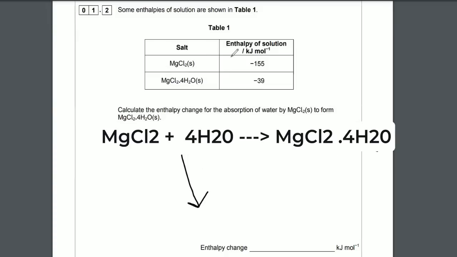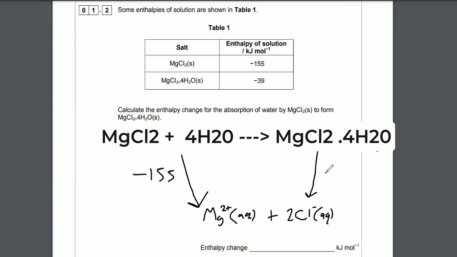So now that we've done that, we want to draw an arrow going down because we've been given the enthalpy of solution, which is the energy released when you ionize basically a molecule into solution. So we've got Mg2+ ions and 2 chloride ions, and we've got that coming down on both sides. And this is how I like to do it. There are other ways to do this. And then I write minus 155 there for the enthalpy of solution for MgCl2 and minus 39 for MgCl2.4H2O.